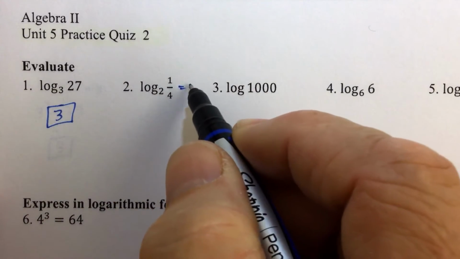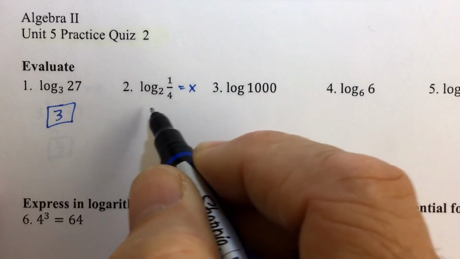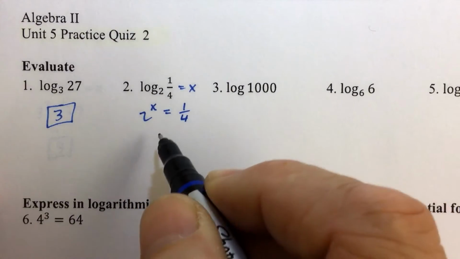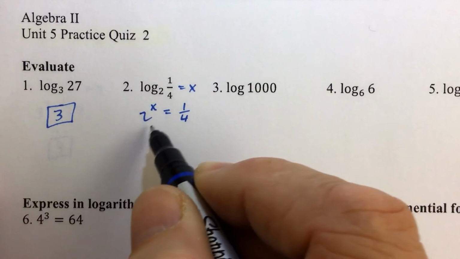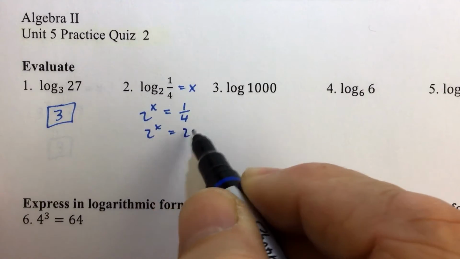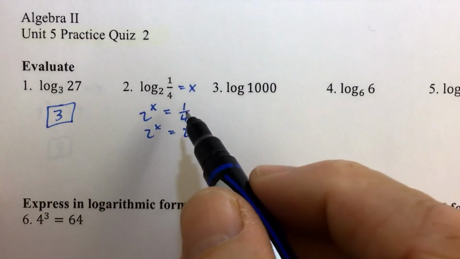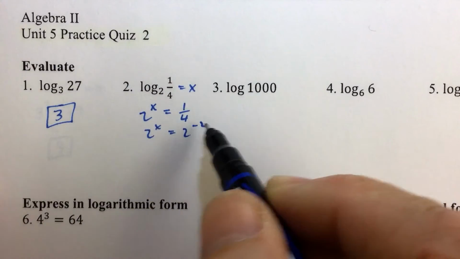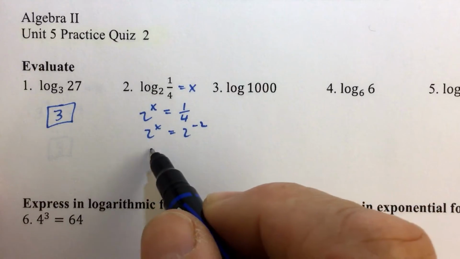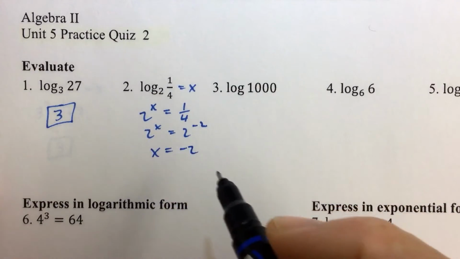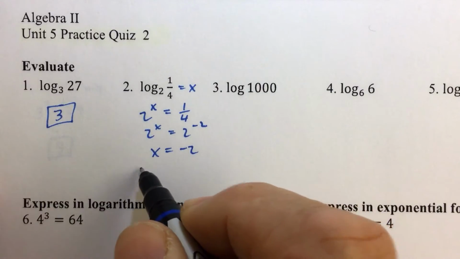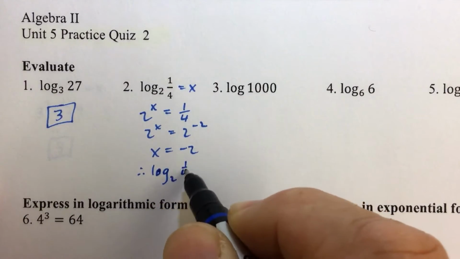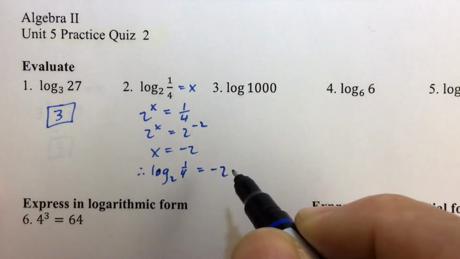Here, it's not as easy to see, so we're going to let it equal x, and we're going to write an equation. 2 to the x is equal to 1/4, and we realize that both 2 and 1/4 can be written as a power of 2. So 1/4 is 2 to the negative 2, and therefore, since the bases are the same, the exponents have to be the same. And if x equals negative 2, then the log base 2 of 1/4 has a value of negative 2.